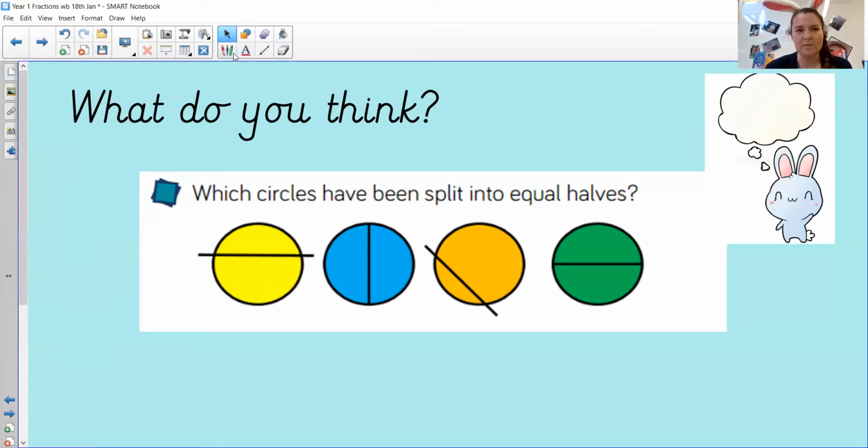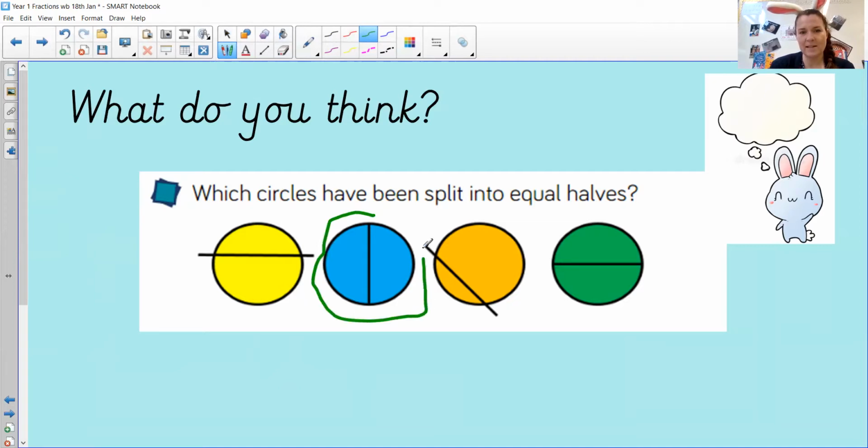Okay, so what we'll do is we'll go through, and hopefully you will agree with me. I know that this circle has been split into equal halves because this half is the same as this half. This part is the same as this part. So I know that it has been split into equal halves.